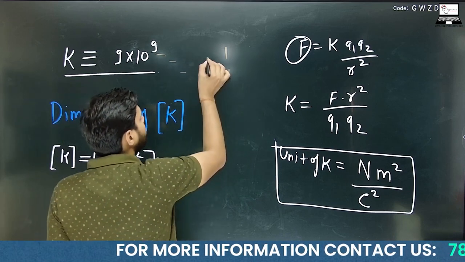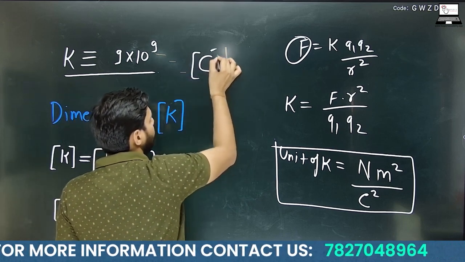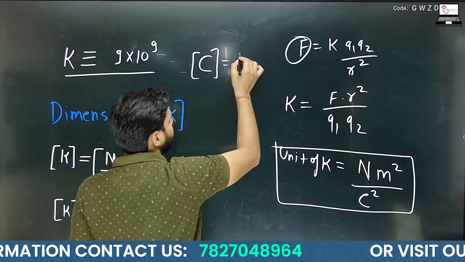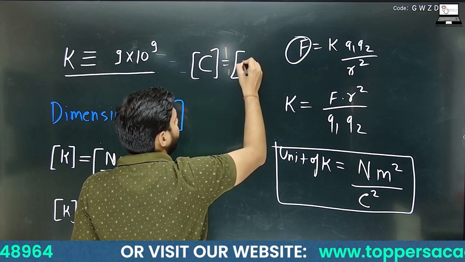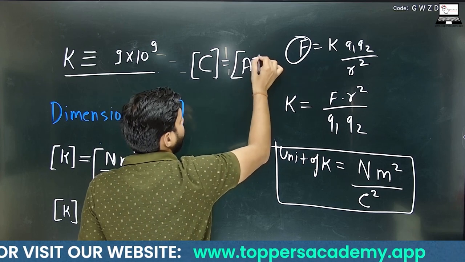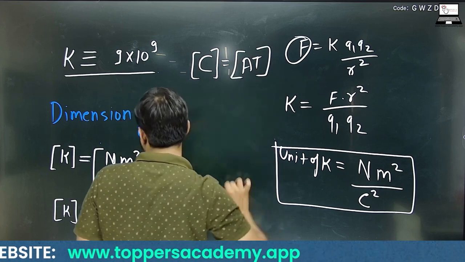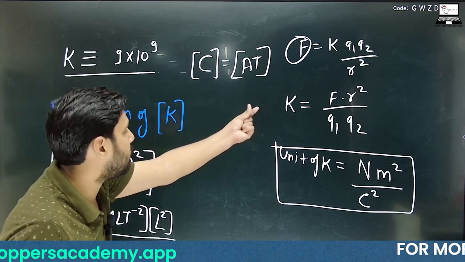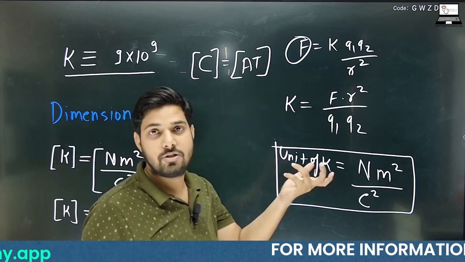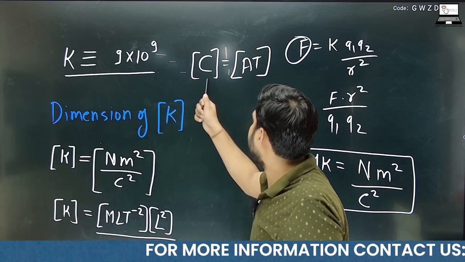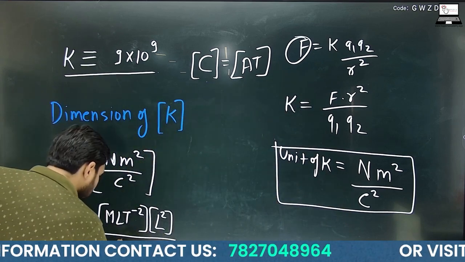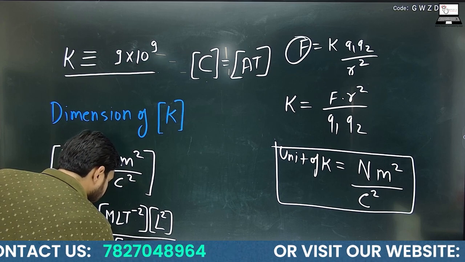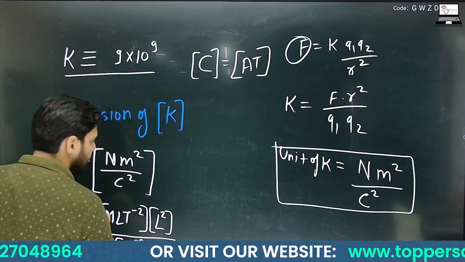And what will be the dimension of Coulomb square? What is the dimension of Coulomb? Remember, I have told you in the previous lecture. It's ampere into time, A into T. Current into time means charge. So the dimension of Coulomb is A into T, and the dimension of Coulomb square will be A T whole square. Clear?